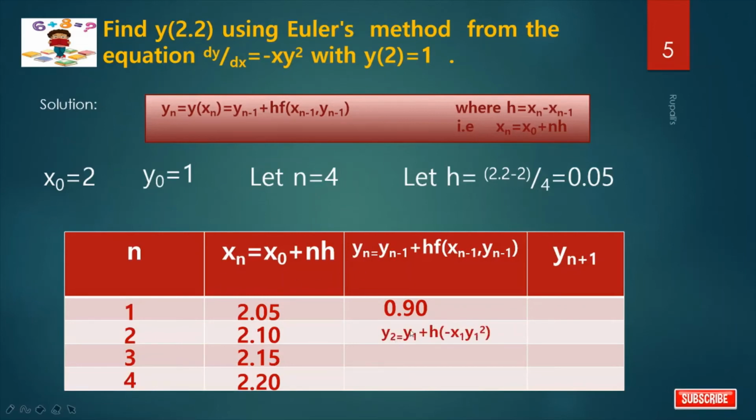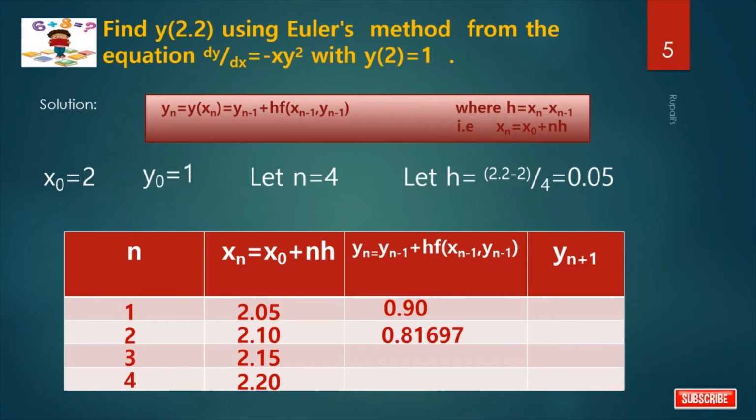Next time value of n is 2. So y2 = y1 + h(-x1 y1^2). Now see, one thing, it is very important, remember this thing, in place of f(x1, y1) you are writing this -x1 y1^2. So no need to write f again here, then it will be wrong. Remember this thing, it is very important. So you know what is the value of y1, it is 0.90. What is the value of x1, it is 2.05. What is the value of h, it is 0.05. After calculation, I get this result.